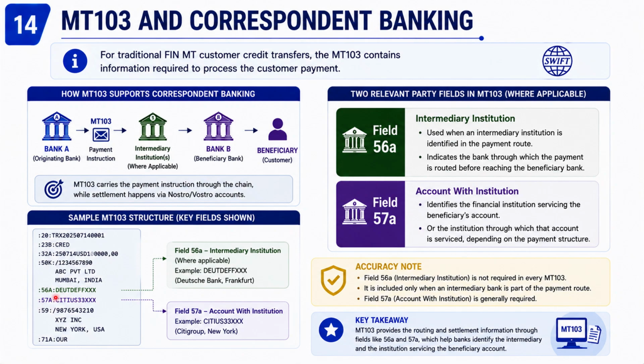Field 56A represents the intermediary institution and is used when an intermediary institution needs to be identified in the payment route. Field 57A represents the account with institution and identifies the institution servicing the beneficiary's account or the institution through which that account is serviced, depending on the payment structure. An important point to remember is that Field 56A is not present in every MT103. It is used where applicable to the payment route.